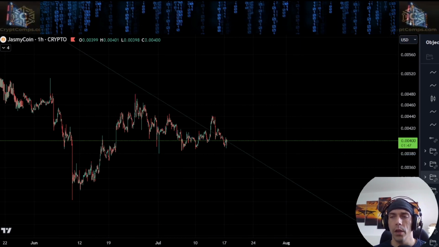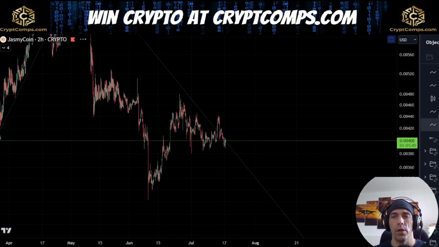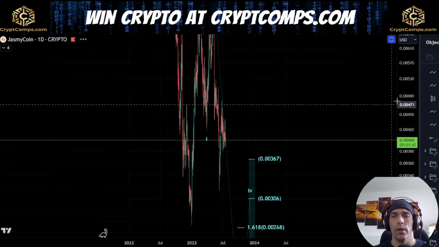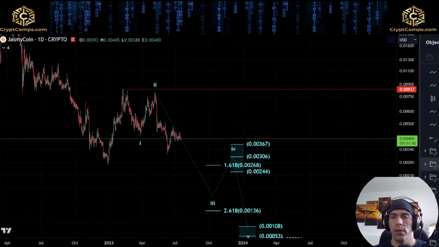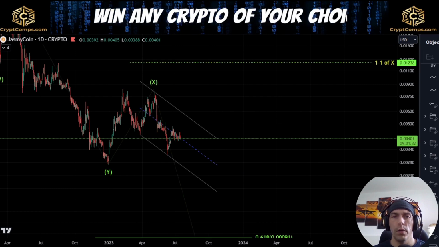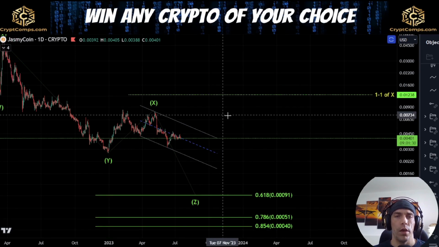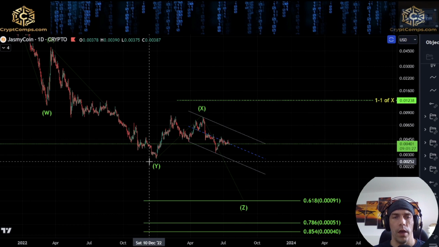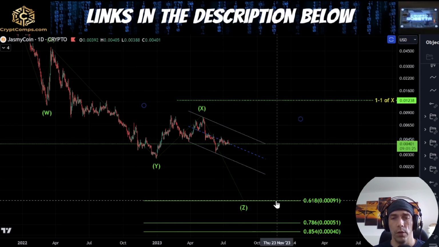Now if we are looking at this possibility, we need to also be cautious that there is still potential here that we could see price look to break down. If we are looking at this in a slightly different way, what we could have is that this could be W, X, Y, X, and we could still be looking for the Z wave.